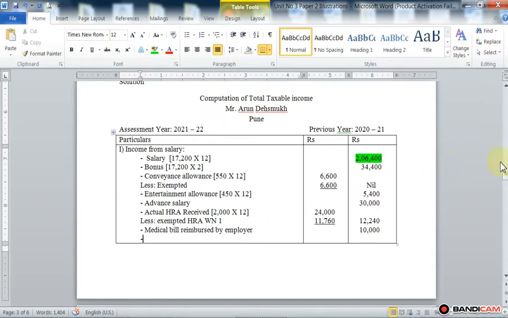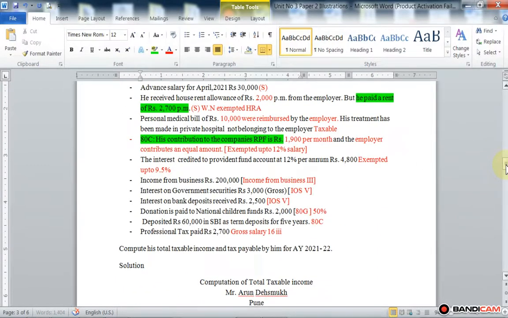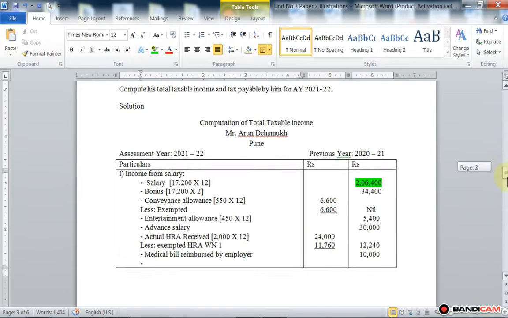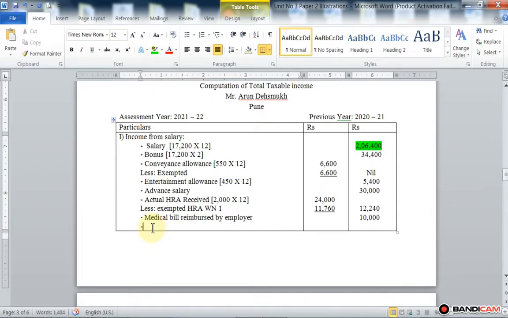Then next, contribution to RPF. So the employee's or associate's contribution to RPF is allowed for deduction from gross total income under section 80C. But the employer's contribution is exempted up to 12% of salary.